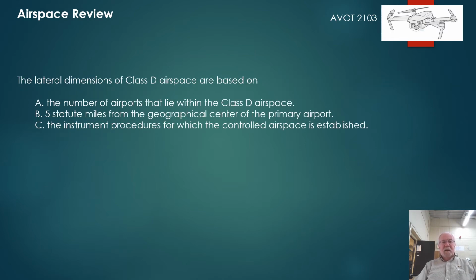Here's another question. The lateral dimensions of Class T airspace are based on the number of airports? No, Class T airspace is for a specific airport. 5 statute miles from the geographic center of the primary airport. Primary airport is the confusing thing. No, it's not. There's only one airport. It's not a primary airport. So it's got to be number C. Instrument procedures for which the controlled airspace is established, right? You have those extensions for instrument approaches.